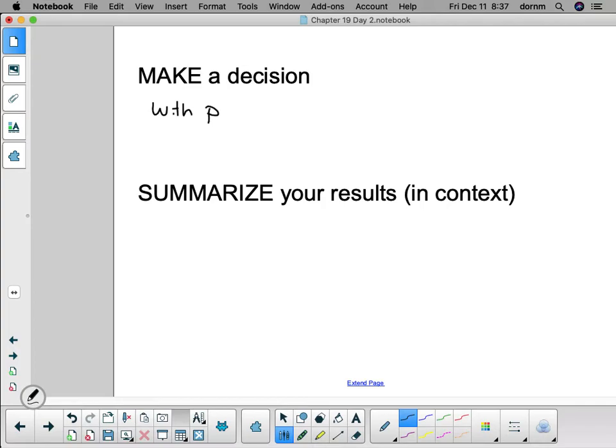With p-value 0.44 greater than 0.05, we fail to reject H naught. So we make our decision. Summarize results. We fail to reject. It means there is not evidence.